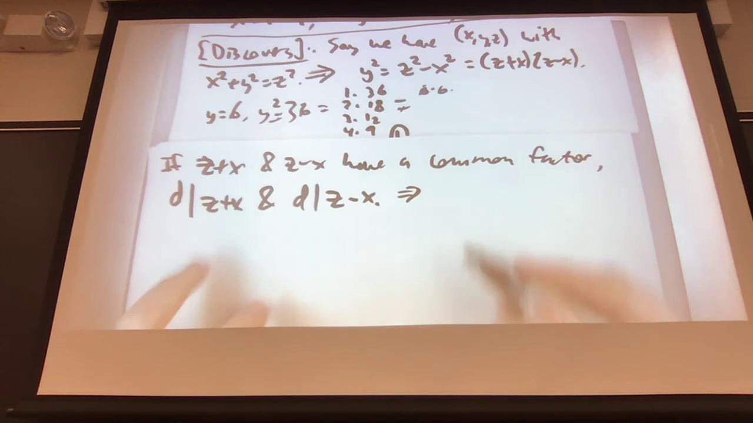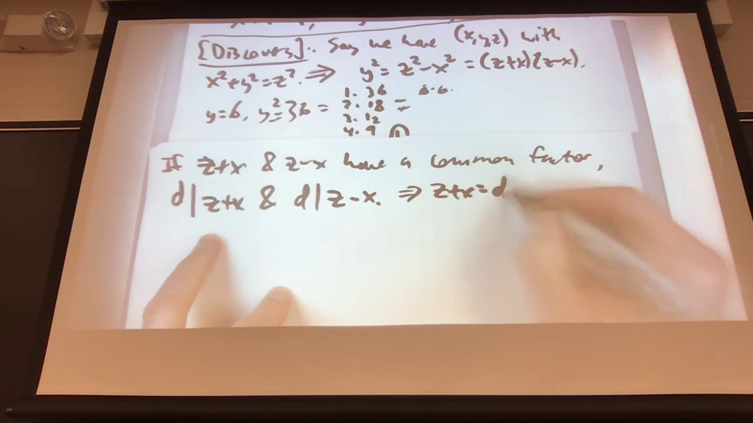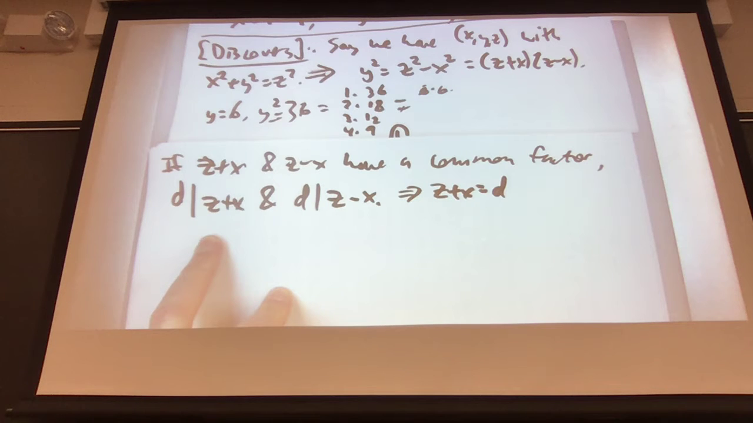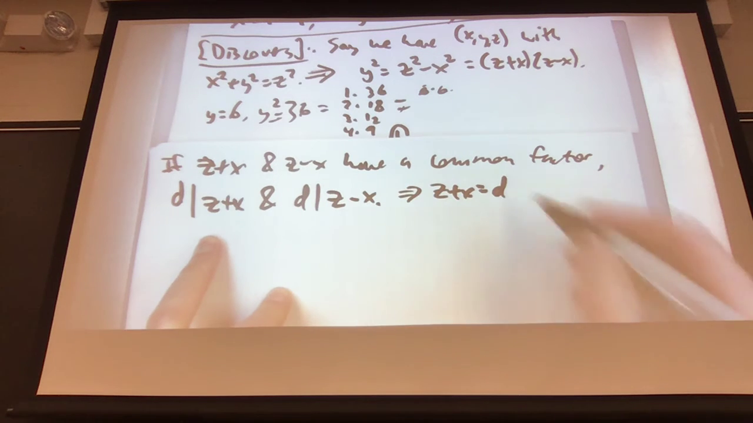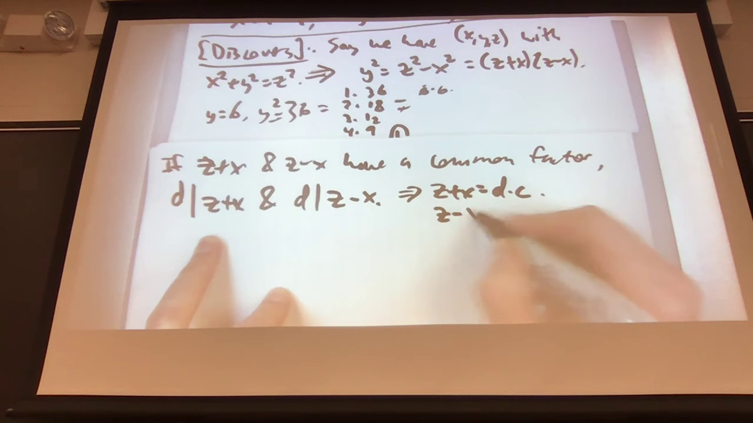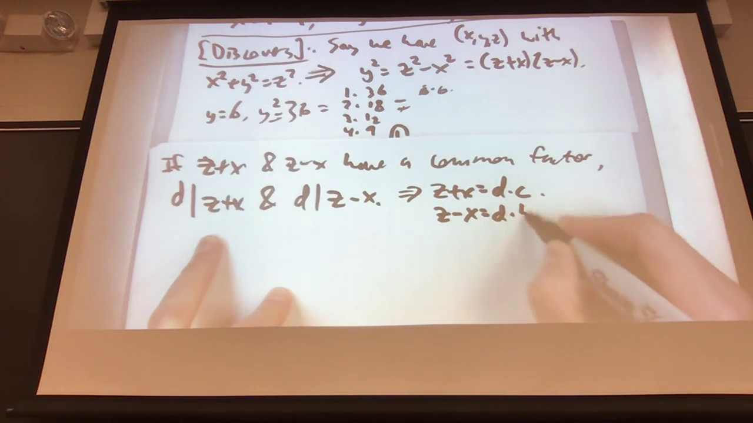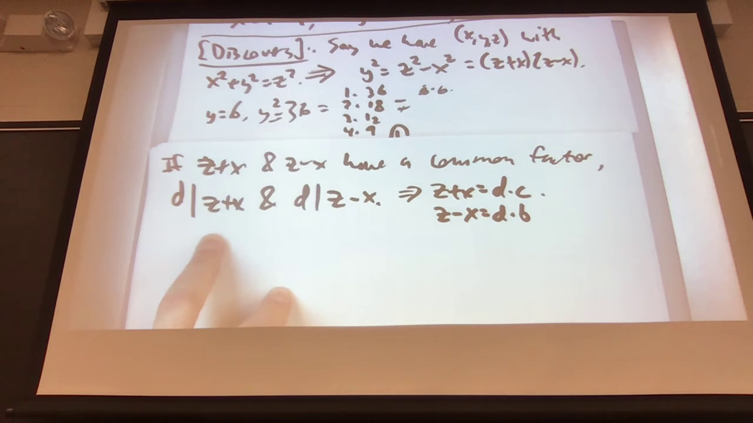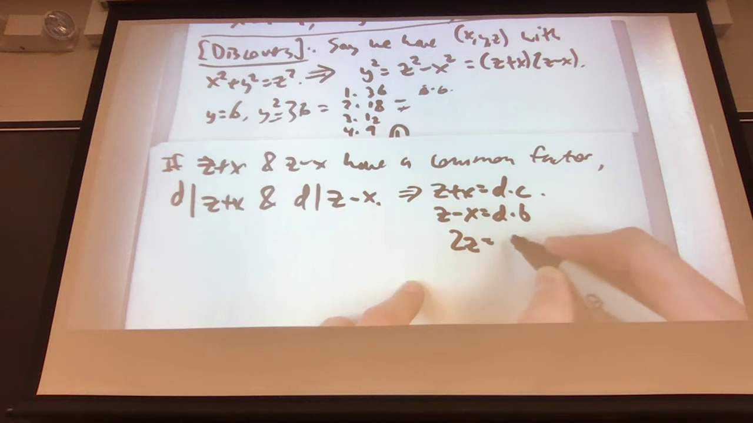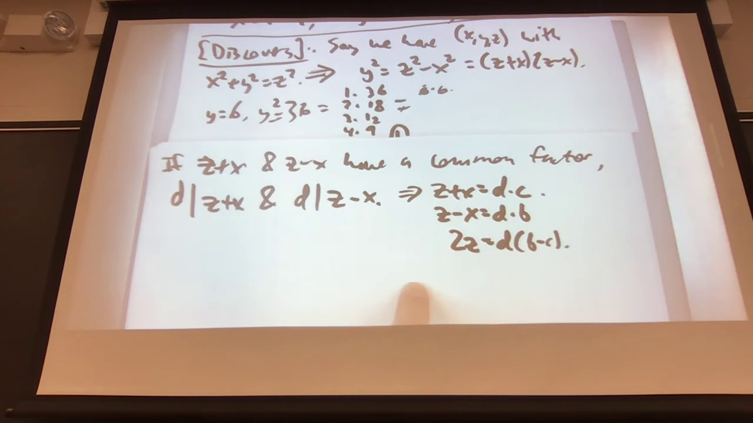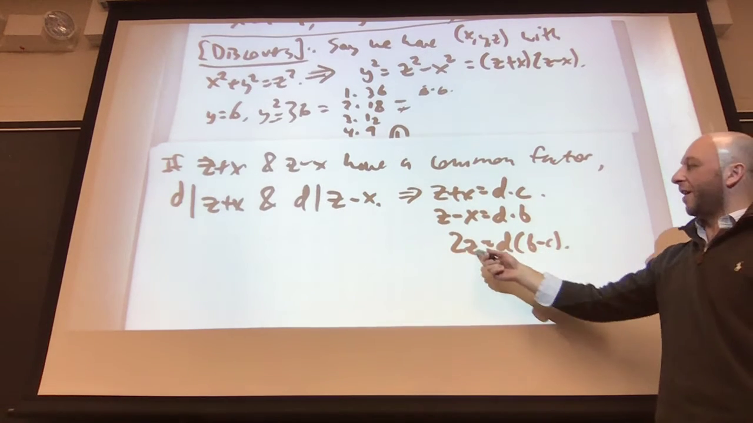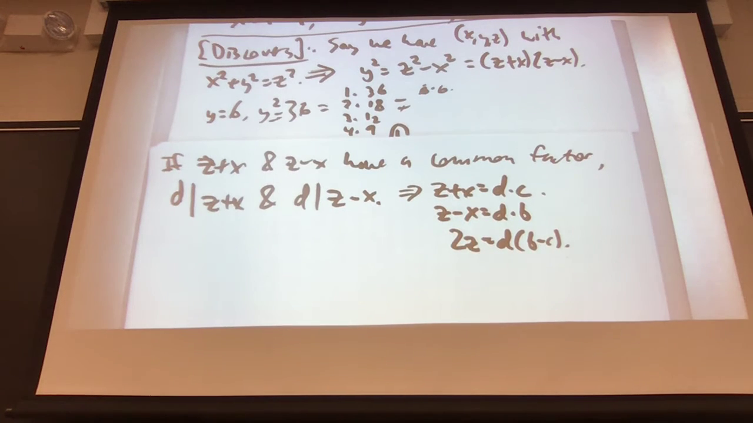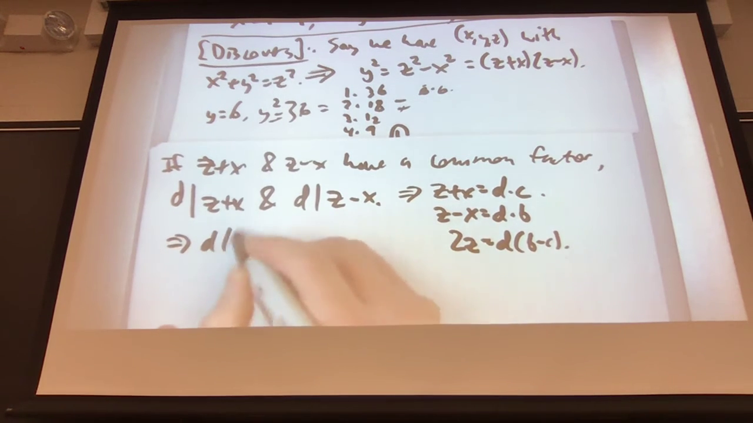So what does this really mean? It means that z plus x is equal to d times some other integer. Give me a letter. C, d times c. And z minus x is d times another integer, b. What happens if I add these two equations? I get 2z is equal to d times whatever b minus c is. In other words, d then is a divisor of 2z. That means d divides 2z.